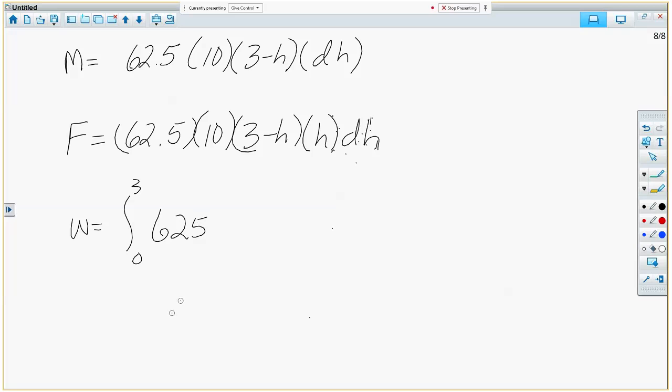625 times 3h minus h squared dH. All right, finish her out. What's the 62.5? Density of water. Whoever asked that, I know it came from this area.